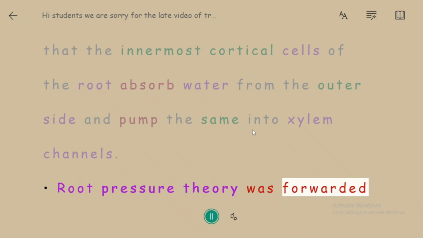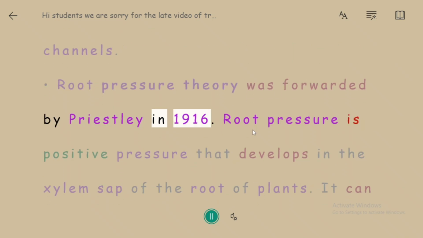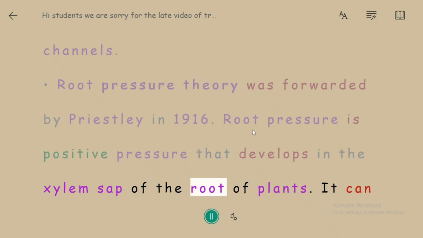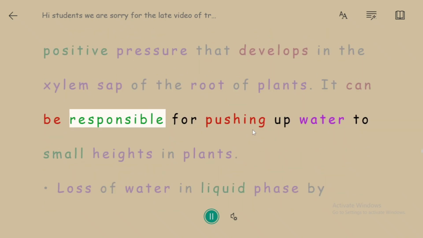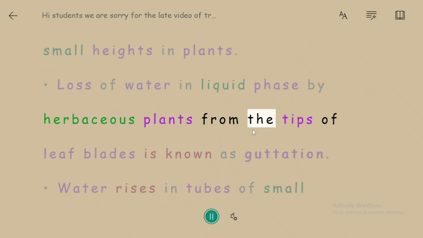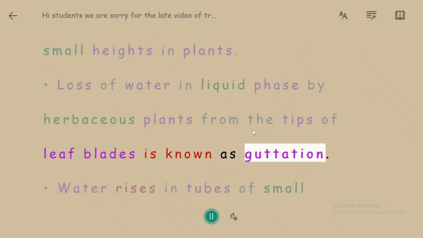Root pressure theory was put forward by Priestley in 1916. Root pressure is positive pressure that develops in the xylem sap of the root of plants. It can be responsible for pushing up water to small heights in plants. Loss of water in liquid phase by herbaceous plants from the tips of leaf blades is known as guttation.